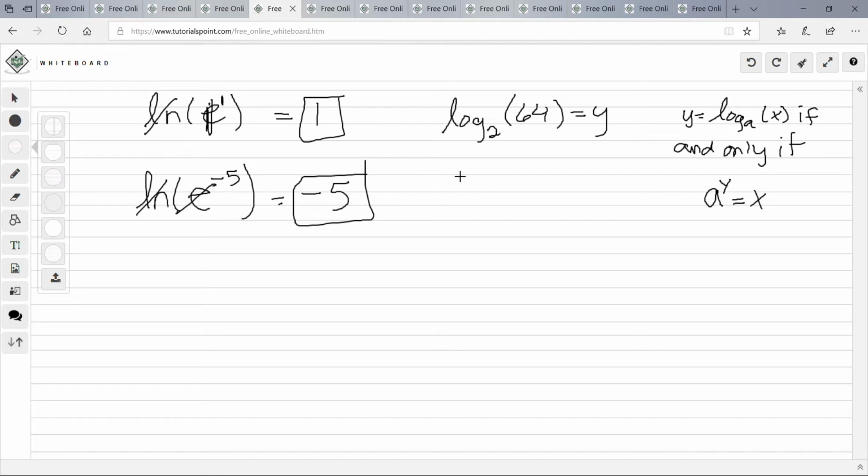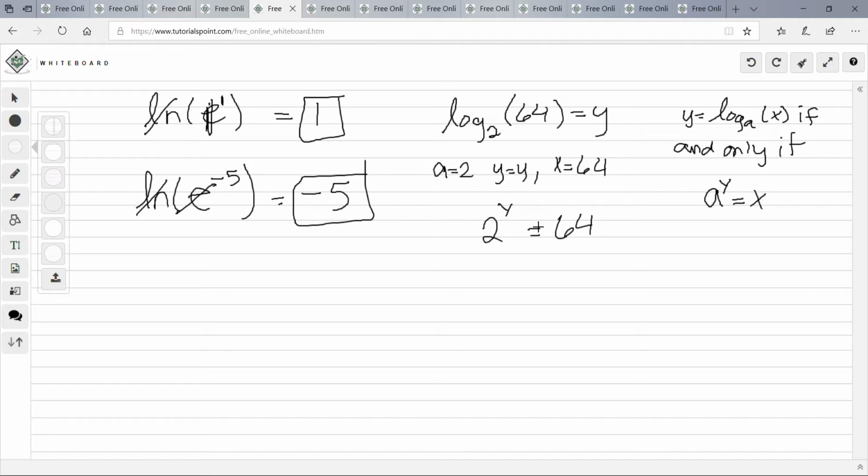So what is our a? Our a is the base, which is 2. What is our y? Y is just y. What is our x? It's always inside the parentheses, so x equals 64. Now let's put it in the form a to the y equals x: a is 2, y is y, and x is 64.